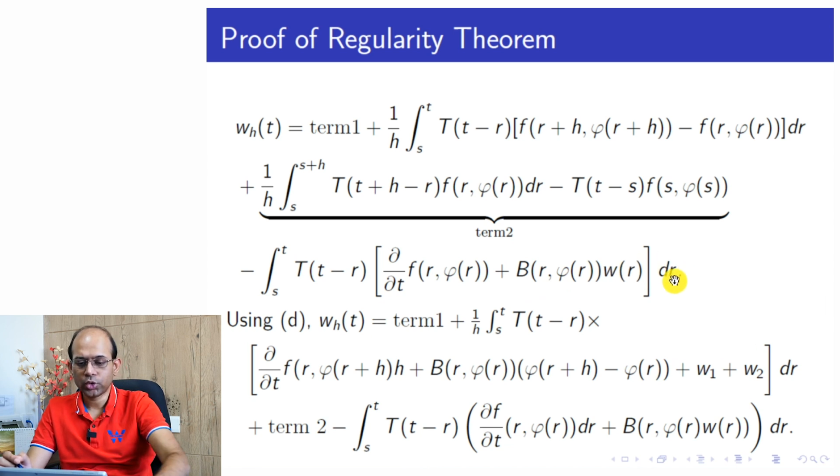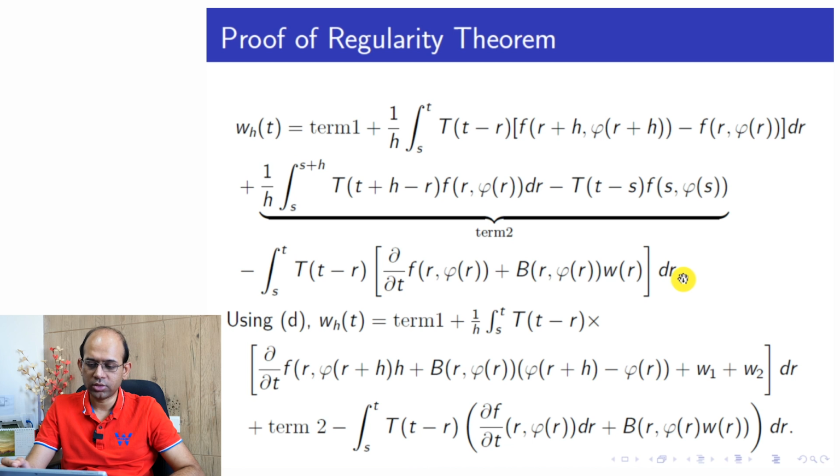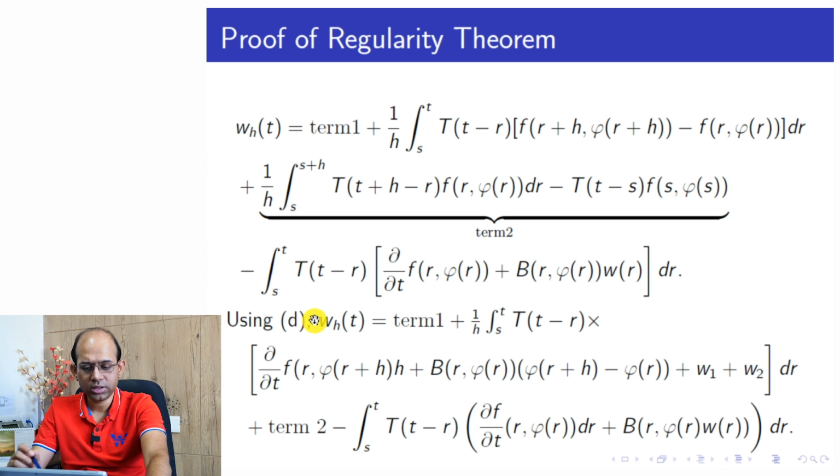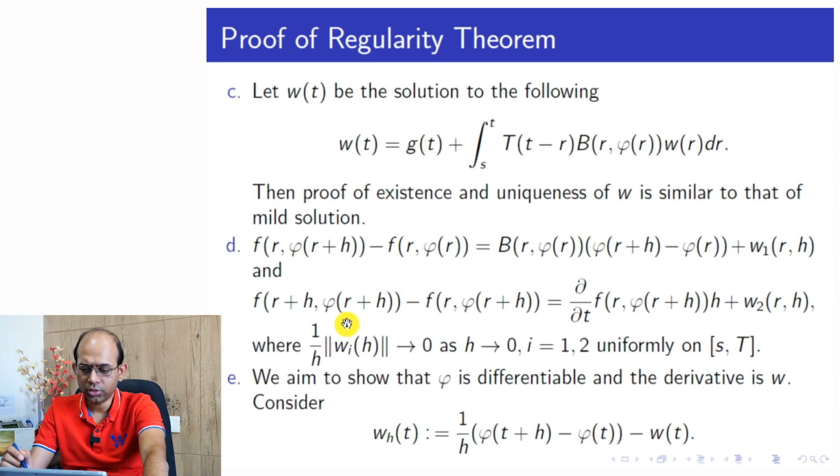Okay, so we now have this reduced form, where term 1 and term 2 are assured to go to 0, and we still have 2 more terms to deal with. Okay, so we now analyze the remaining things. So now we are using the d. What is the d thing? D is about w and w2.